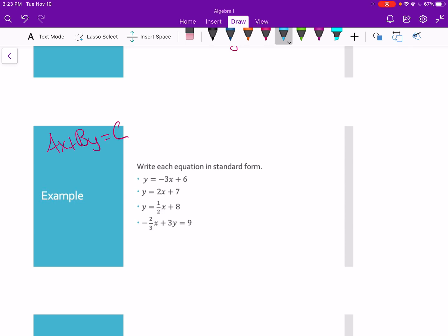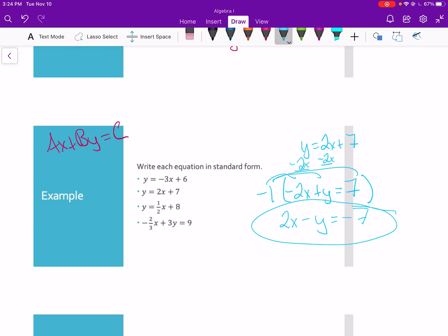All right, next one, y equals 2x plus 7. Same thing, get the x's and the y's on the same side, so minus 2x, minus 2x. Negative 2x plus y equals 7. Ask yourself, are there any fractions or decimals? In this case, no. And then is the a value positive? It is not, because we have negative 2, so I'm going to multiply the whole equation by negative 1. When I distribute in that negative 1, I get 2x minus y equals negative 7. And that is our standard form.